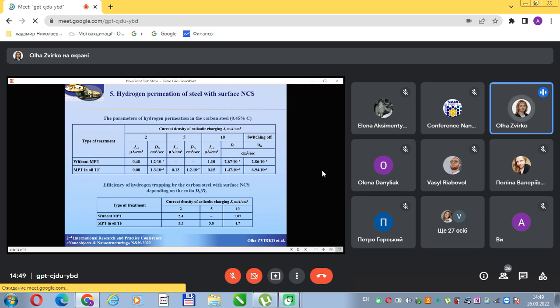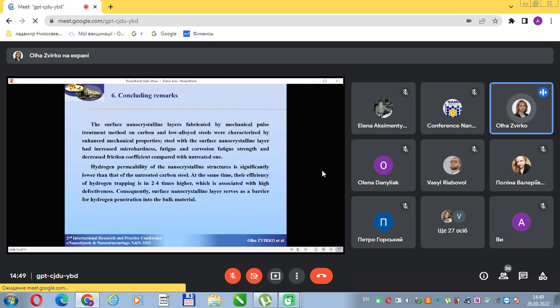And here are some concluding remarks. Summing up, I'd like to emphasize that formation of surface nanocrystalline structures on carbon and low alloy steels allows us to significantly improve the mechanical properties of a material and also protect the metal surface against wear, fatigue, and corrosion fatigue, and prevent the hydrogen embrittlement of the material. Thank you for your attention.